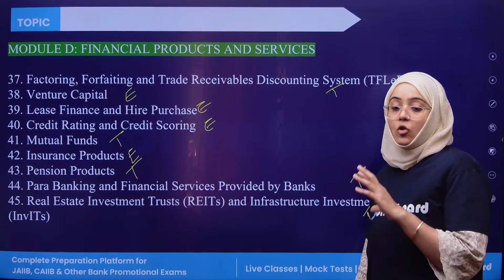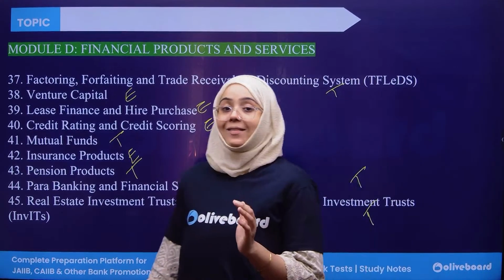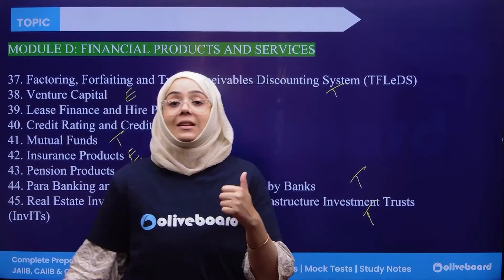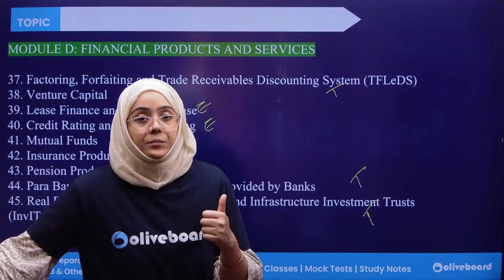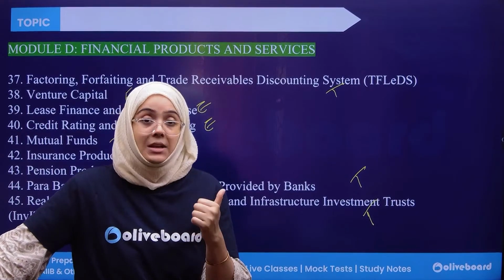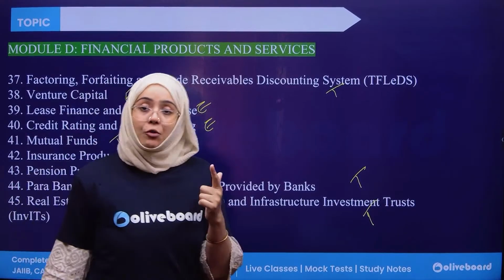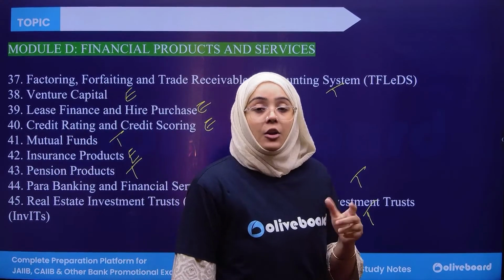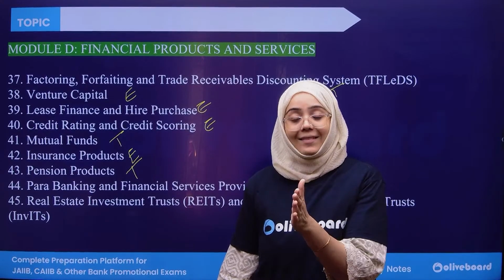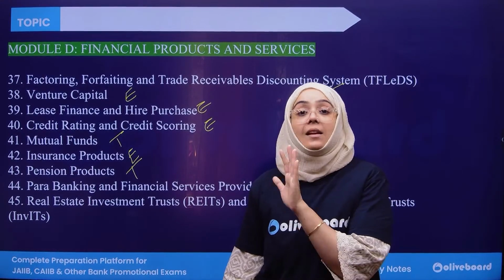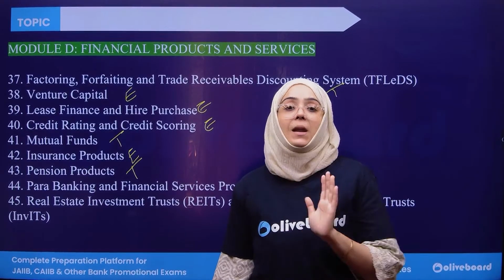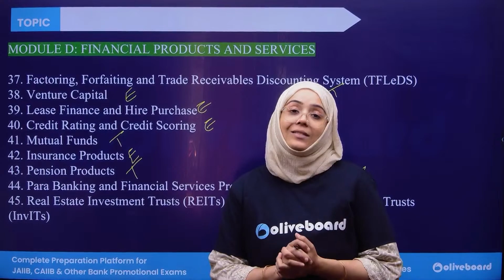So module D is a mixture of tough plus easy chapters. This module needs a lot of time. You need a lot of time to concentrate on module D. Maximum questions are asked from module D. So module A, easy, scoring. Module B, toughest, conceptual. Module C, easy, scoring, fact-based. Module D, a combination of easy plus tough. So this is your syllabus.